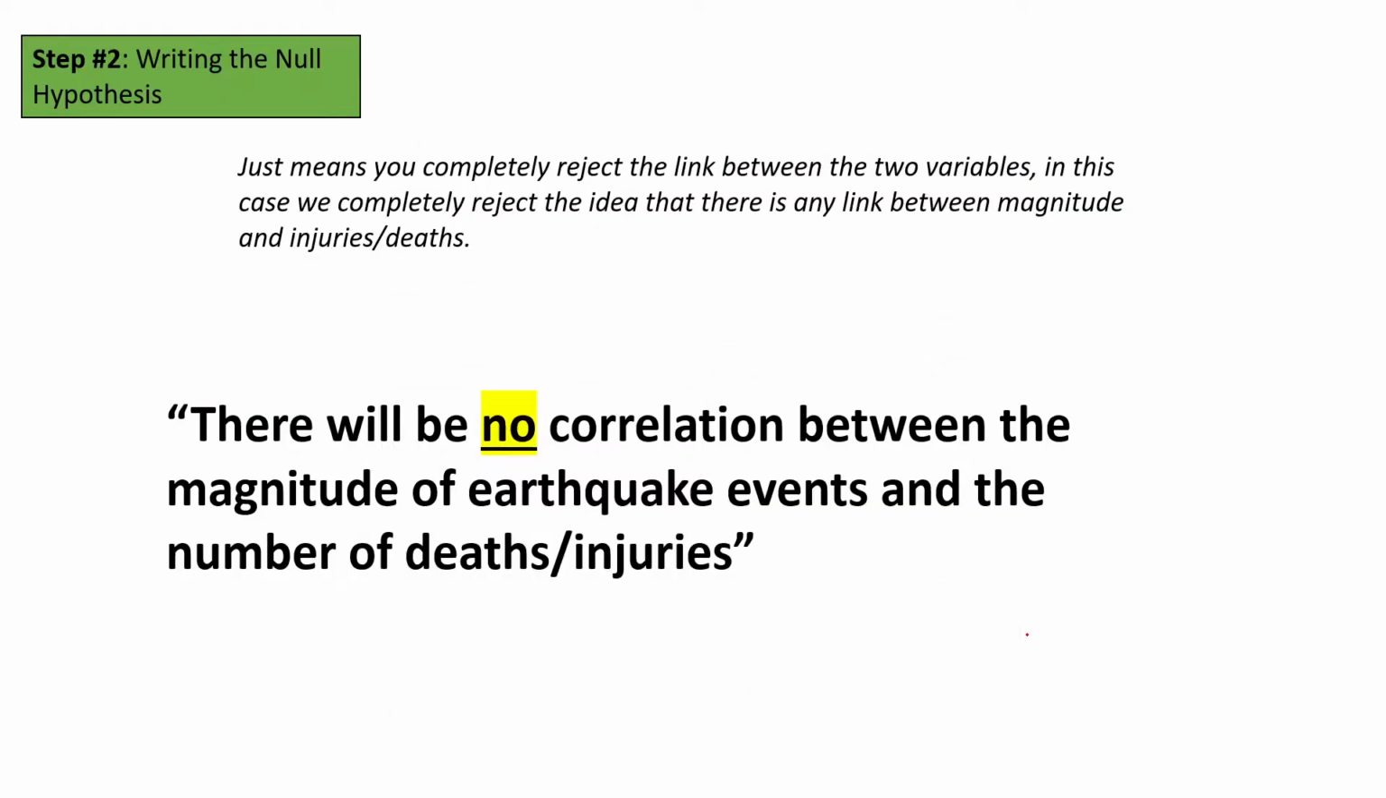So step 2 is all about writing the null hypothesis. This just means you completely reject the link between the two variables. So in this case, we completely reject the idea that there's any link between magnitude and injuries/deaths. Your sentence for this, you'd probably get 1 mark: there will be no correlation between the magnitude of earthquake events and the number of deaths/injuries. That would be your 1 mark, your 1 sentence. Very easy. You're always rejecting that link between the 2 examples that they're trying to compare in the table.